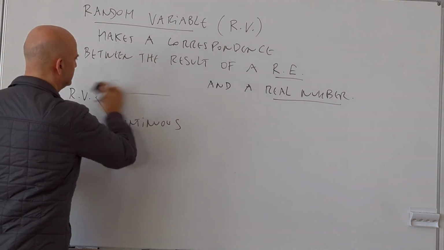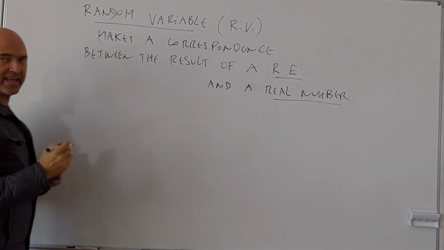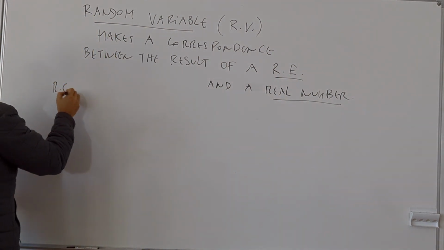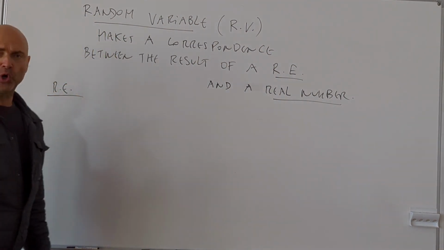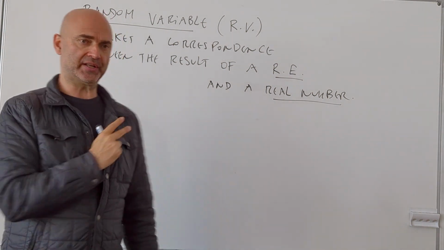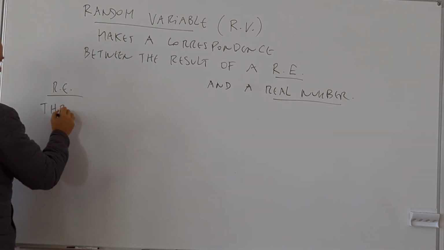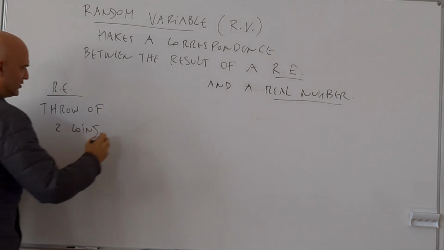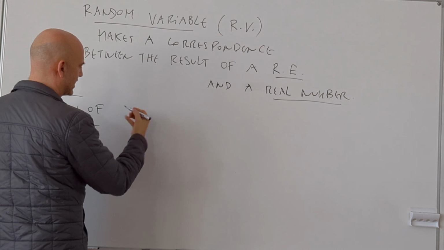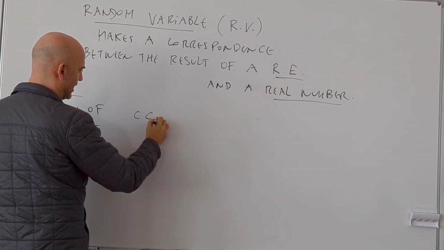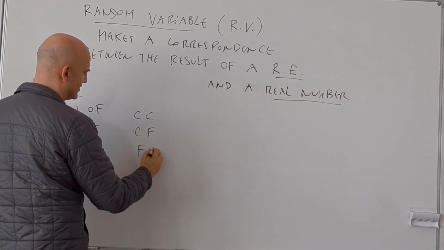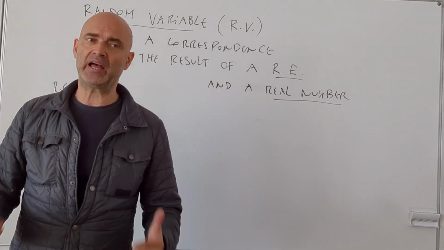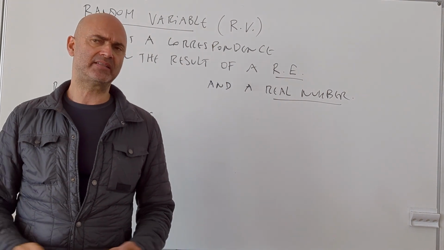Let's put here the example of the random experiment throw of two coins. So the possible results are we can get ground, face, ground, and face. And now we can define a random variable.